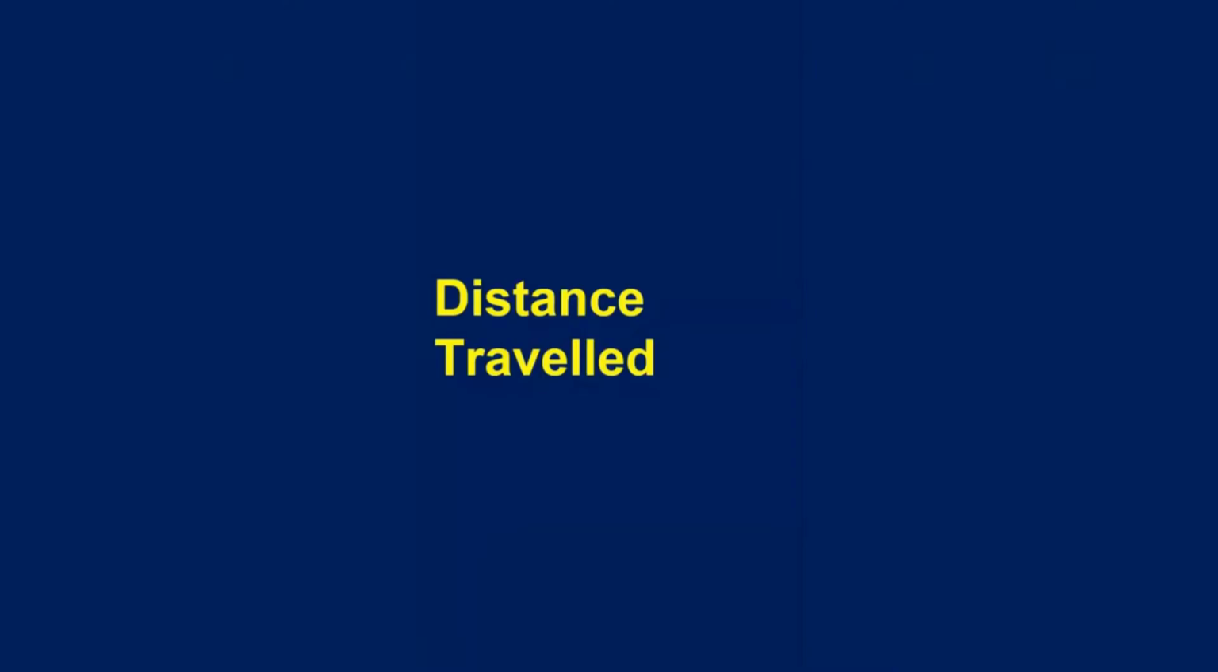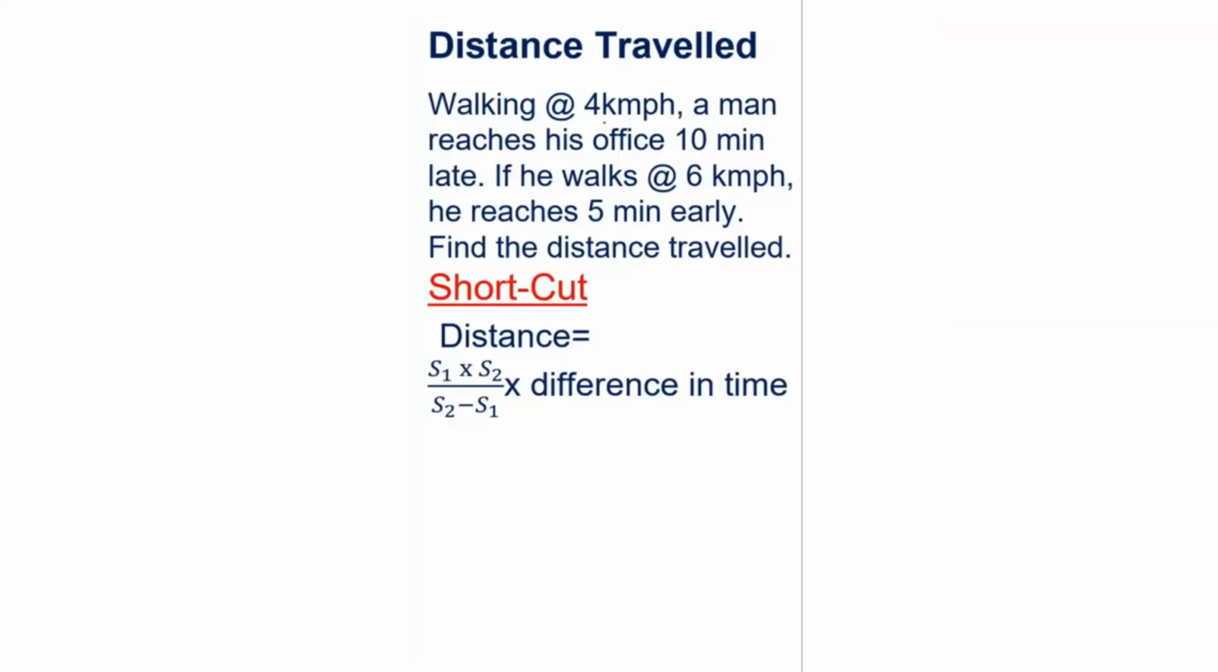We will discuss how to calculate distance traveled. Walking at 4 km per hour, a man reaches office 10 minutes late. If he walks at 6 km per hour, he reaches 5 minutes early. Find the distance traveled. The shortcut is distance equals S1 into S2 by S2 minus S1, into the difference in the time. Here the two speeds are 4 and 6.